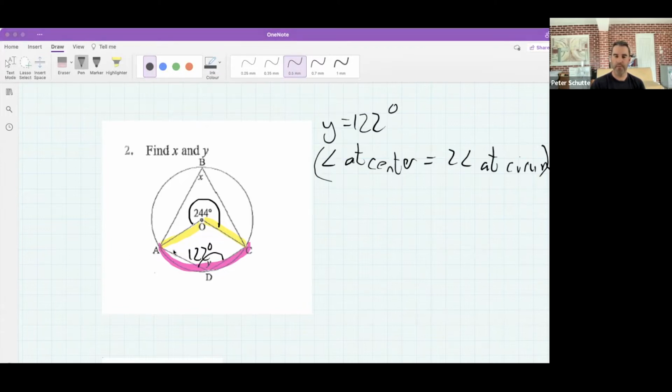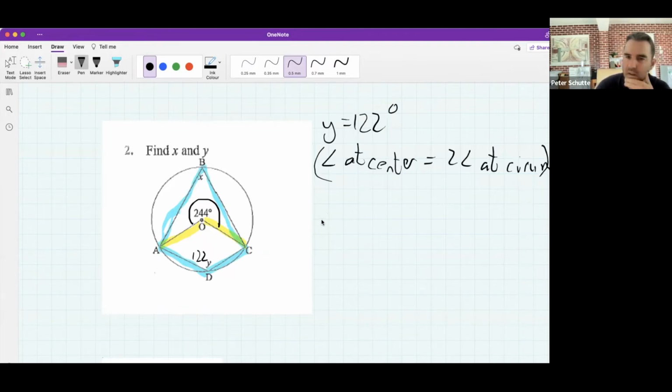Okay. Inside this circle, is there not a cyclic quad in there? It is a cyclic quad. You're quite right. So let me just use a different color. So David, you're seeing this as a cyclic quad, which I agree with. So what does that mean? Can we find X with that information? David, are you still with us? What do you think the relationship between X and 122 is going to be?